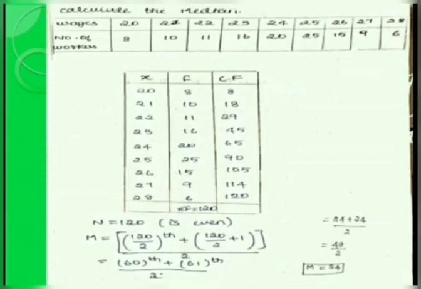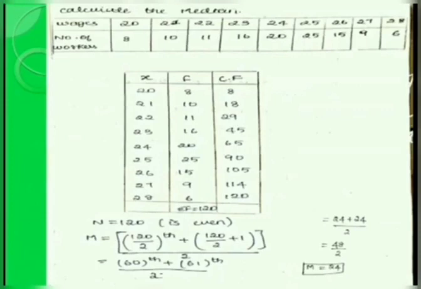Which is even. So we have to use our median formula: the (n/2)th item plus the (n/2 + 1)th item. Here 120 divided by 2 is the 60th item, plus 120 divided by 2 plus 1 is the 61st item. So what are the 60th and 61st items? You have to check in cumulative frequency which term exceeds, which is more than 60 and 61.